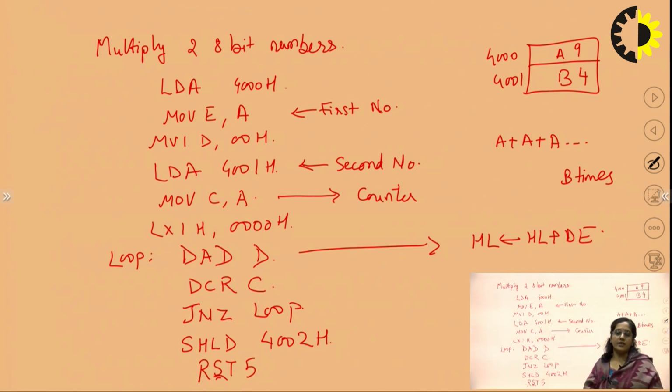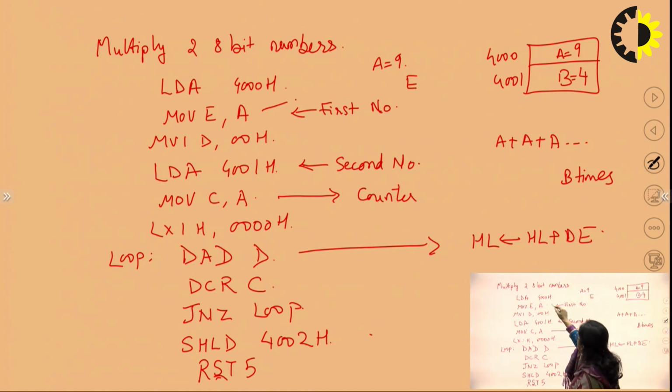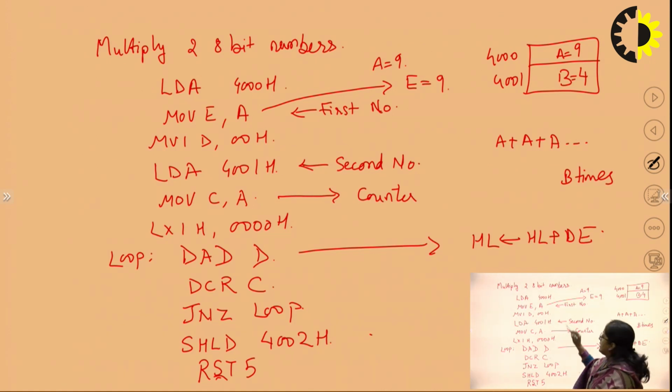Let us understand once again how it is going to proceed. Let us take an example where A is equal to 9 and B is equal to 4. So first of all, when LDA 4000 is executed, the content of the A register will be 9. This instruction will transfer this 9 to the E register. The D register is 0. So the content of the DE register will be 00 and 09.